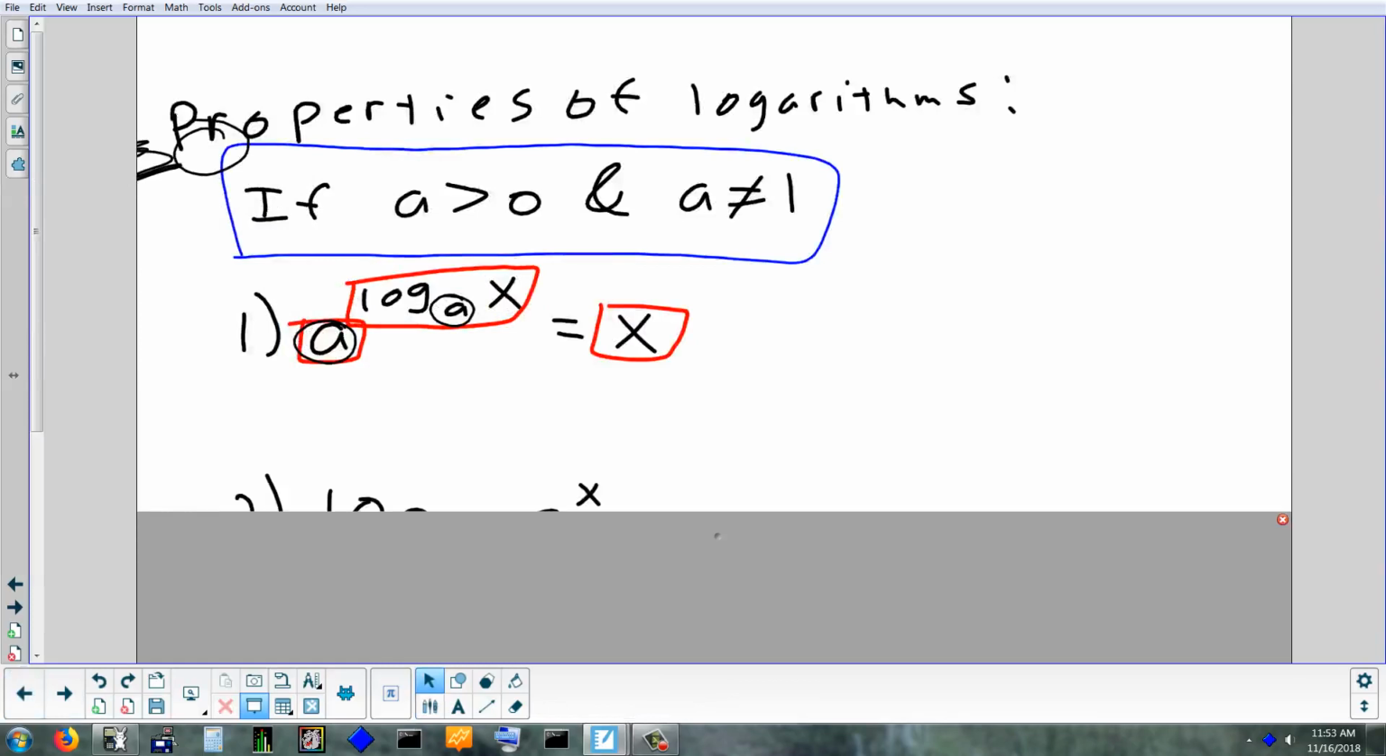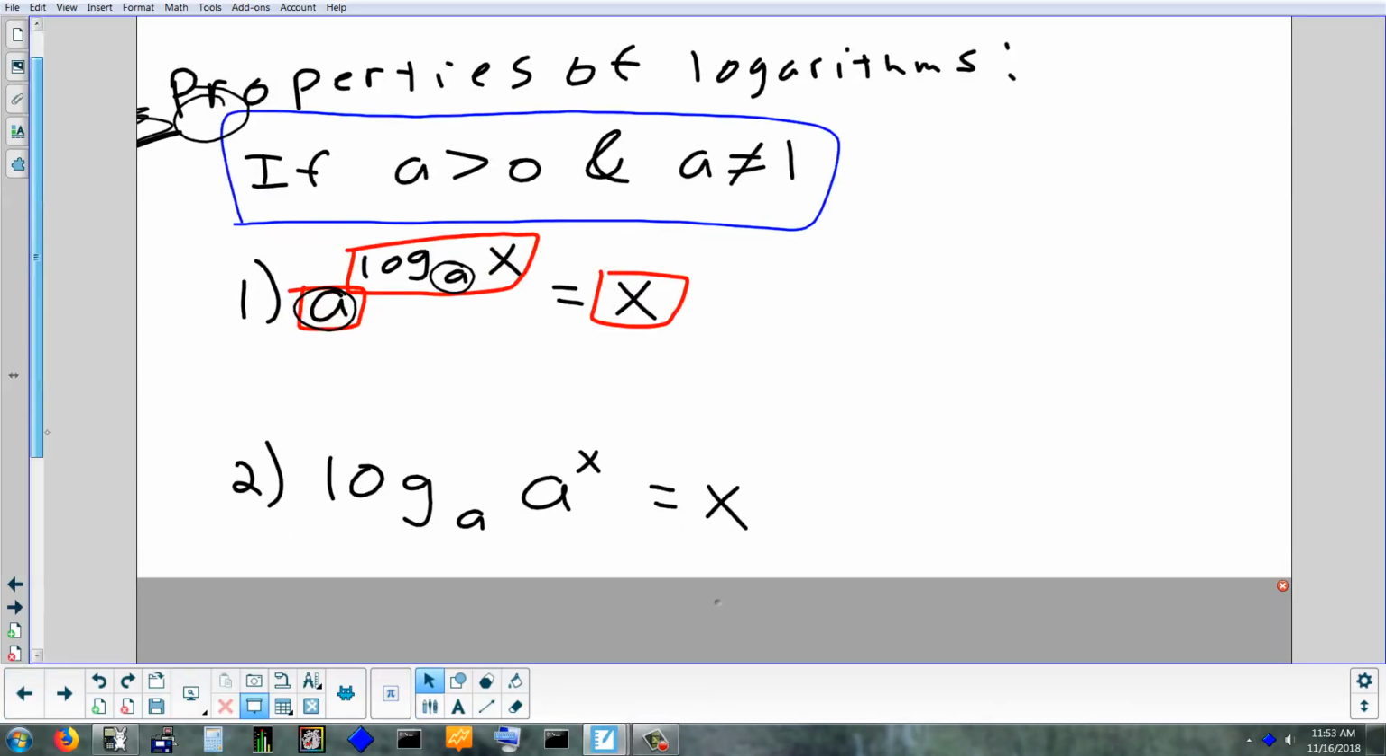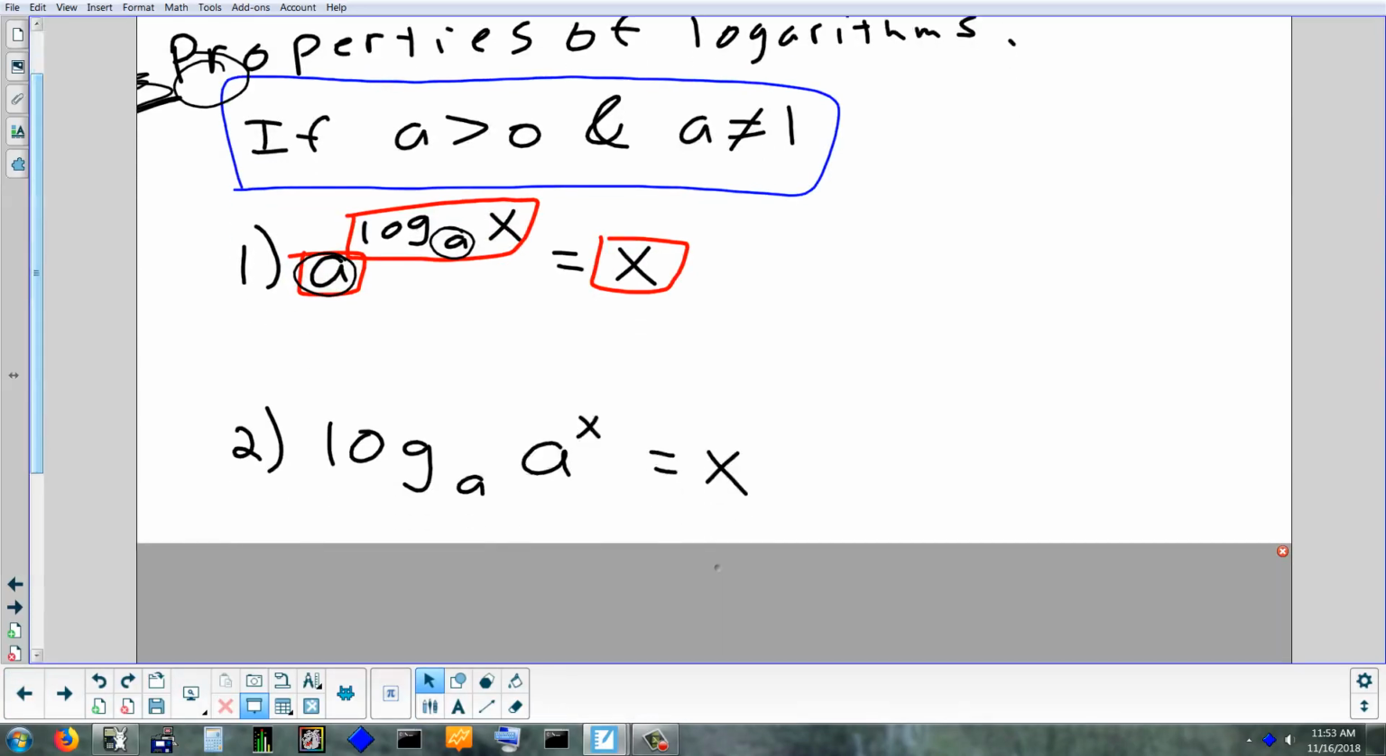Okay. Second special pattern also has to do with some things canceling out. And it says log base a of a to the x equals x.